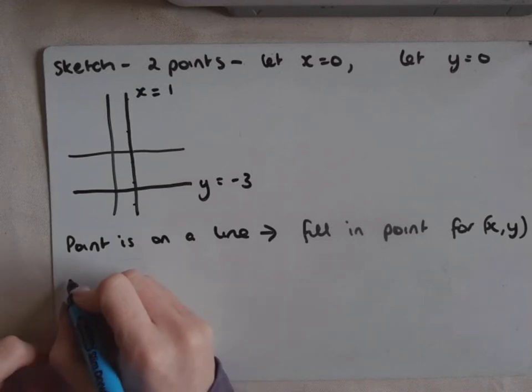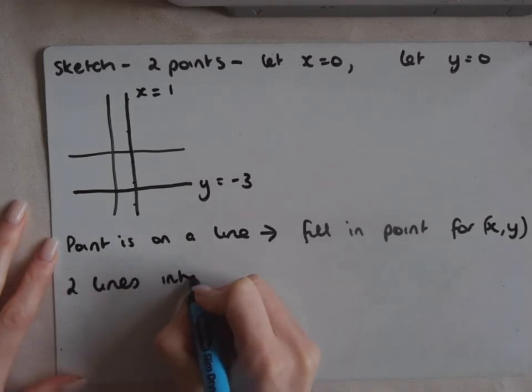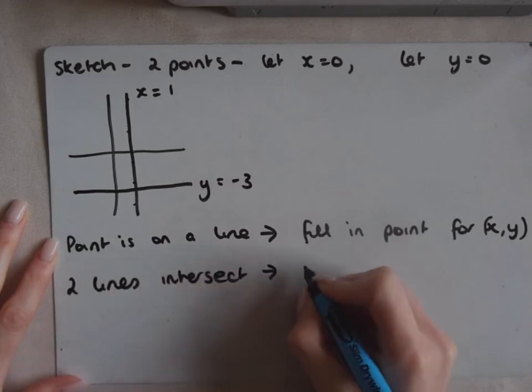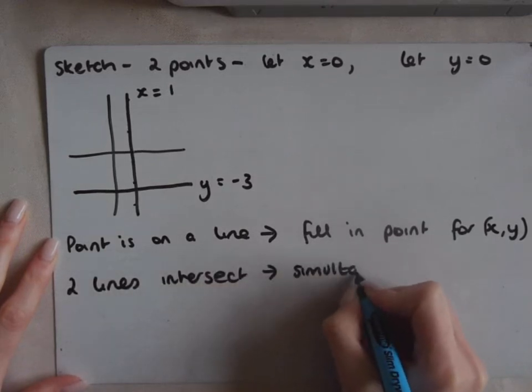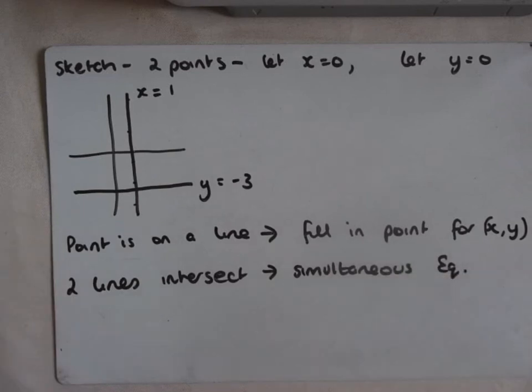And the last thing is to find where two lines intersect, you're going to do simultaneous equations. Okay, and that's it for coordinate geometry of the line.